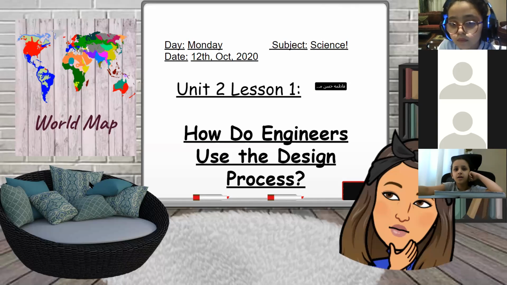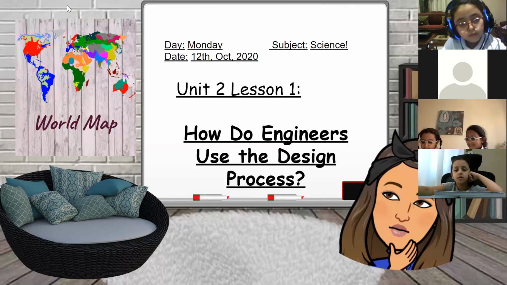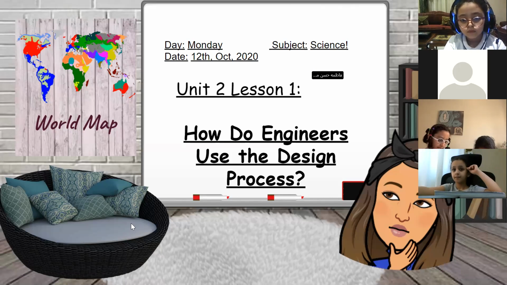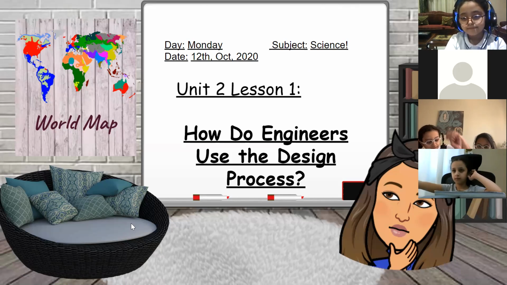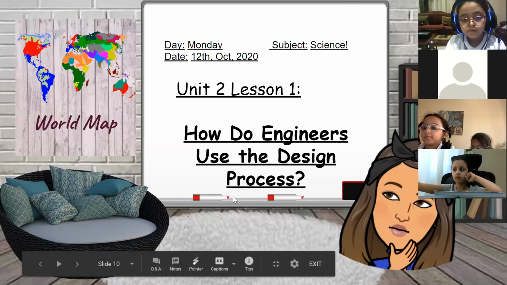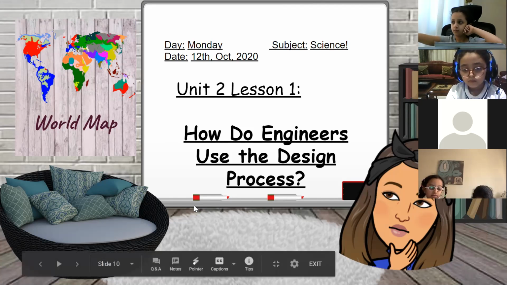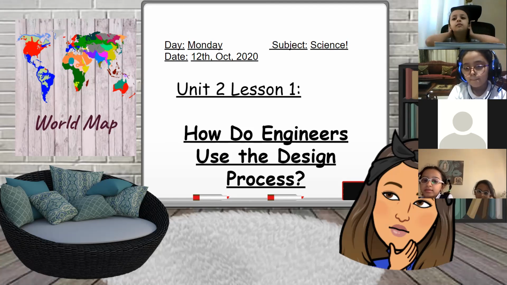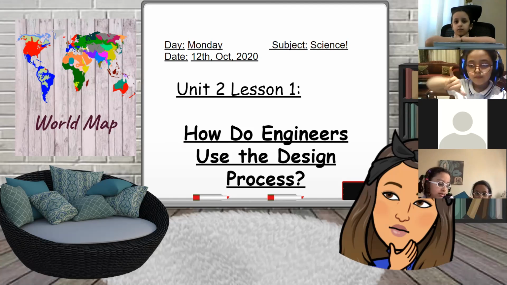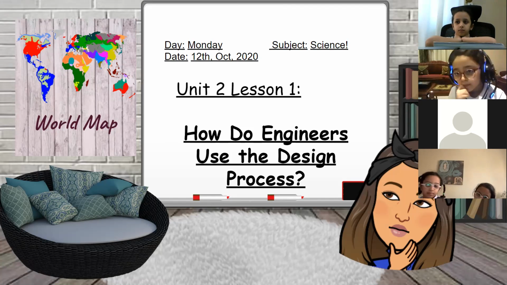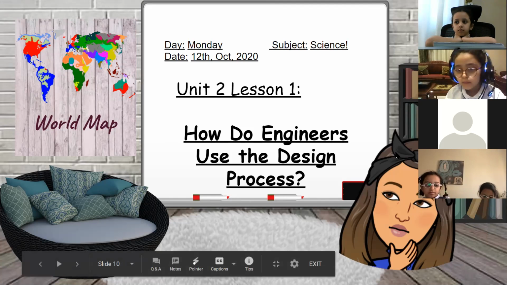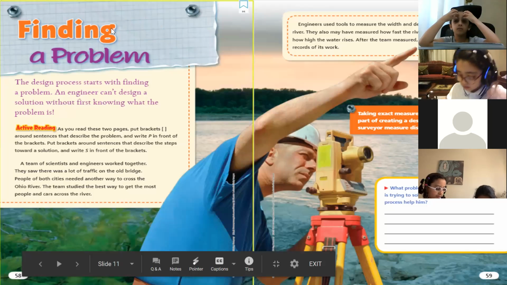How do engineers use the design process? Yes, why do they use the design process? Do they want to make problems or they want to solve problems? So, thank you. So engineers, they solve problems. That takes us to the first step that they do in the design process: they find a problem. They try to find a problem. And this is what we are going to talk about in our lesson.